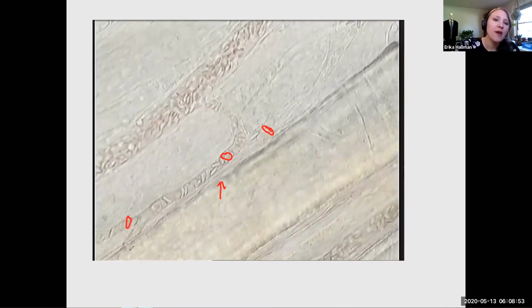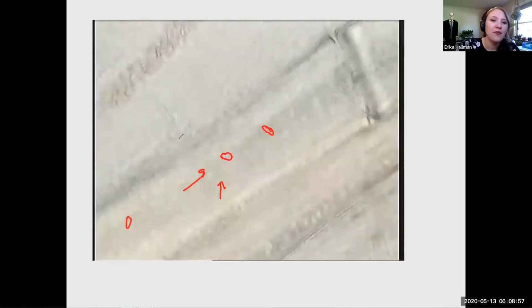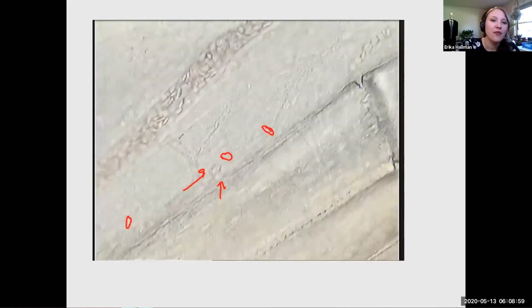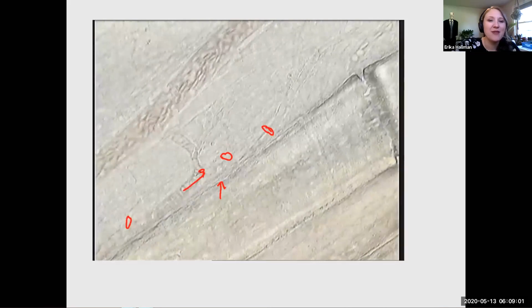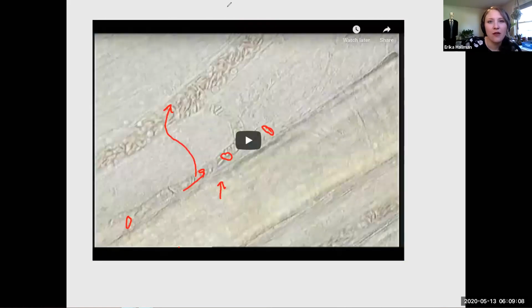And what that means is since the blood is running in this direction, that would mean that this would be a venule or a vein. Okay, so let me back that up real quick. All right, so this would be a vein taking those red blood cells away from that capillary bed.